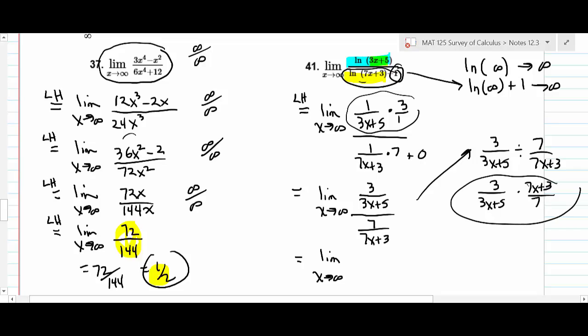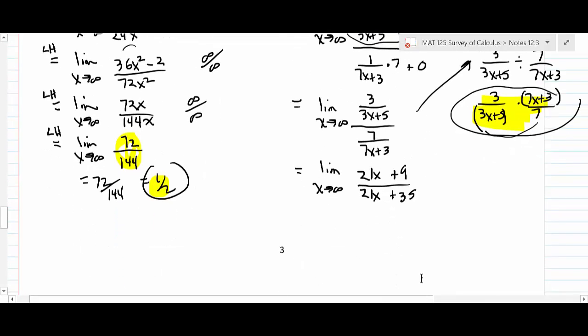Now go ahead and just do a distributive property on the top and bottom. I'm working over here at the side of my paper. When I distribute, I get 3 times 7 is 21x, 3 times 3 is 9. The bottom, I have 21x plus 35. Does everybody see algebraically what I'm doing there? Okay, got a complex fraction. That's a little algebra hang-up sometimes students have.